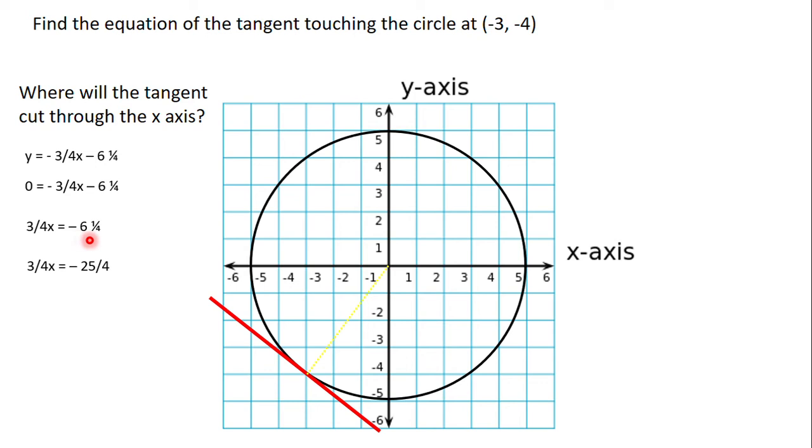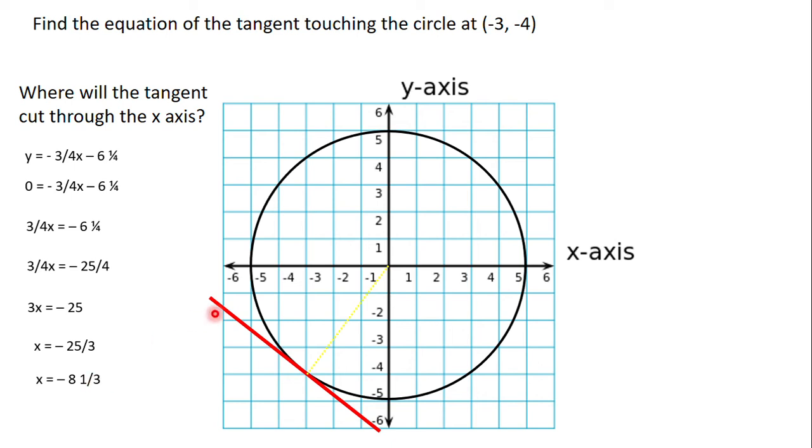I've changed that from minus 6 1/4 into minus 25 over 4, just to make it easier to work with. I can multiply both sides by 4 to get rid of that fraction. Remember, that's divided by 4. So I can multiply both sides by 4. And I'm left with just 3x equals minus 25, these top numbers here of the fractions, because I've gotten rid of the denominators. Then I can divide both sides through by 3. So I'm left with x equals minus 25 over 3, which is minus 8 1/3.